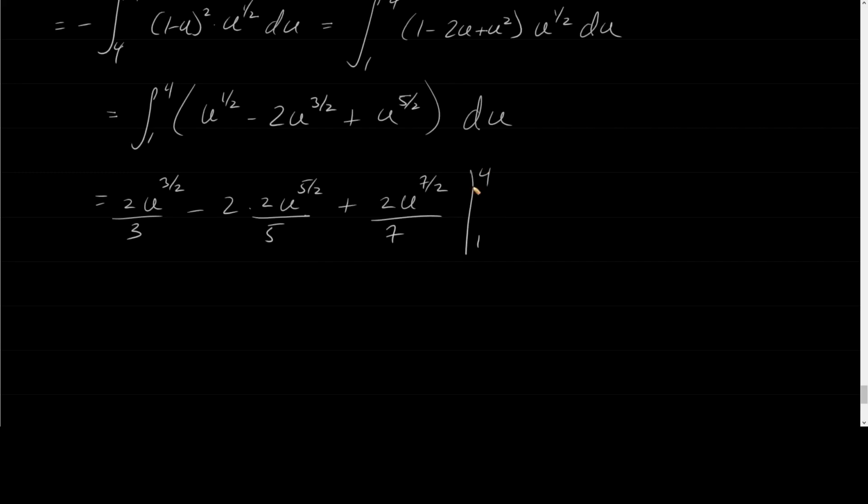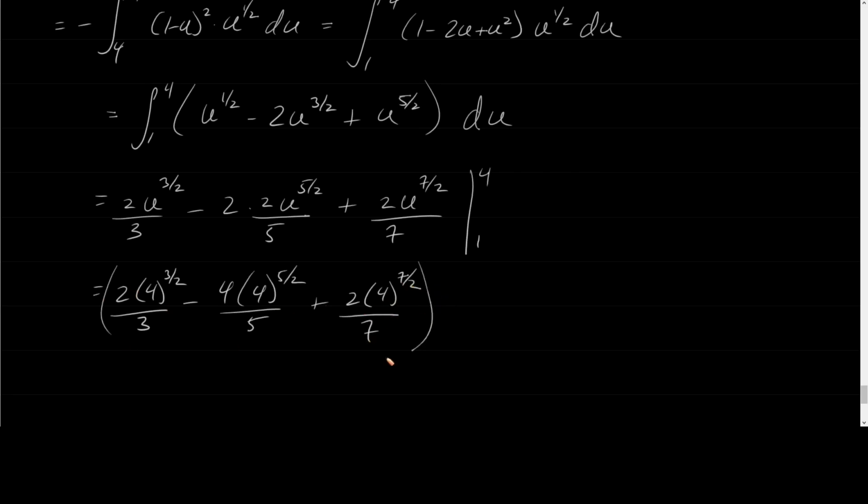Well, let's see what happens. Let's plug in the 4. So we have 2 times 4 to the 3 halves over 3 minus, well, 2 times 2 is 4, so 4 times 4 to the 5 halves over 5 plus 2 times 4 to the 7 halves over 7, minus, plug in the bottom. We're going to end up with 2/3 minus 4/5 plus 2/7, right? Because in here, 1 to any power is just 1, so we just end up with those things there.